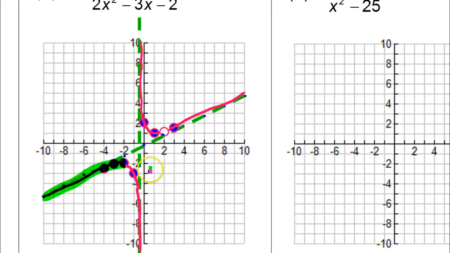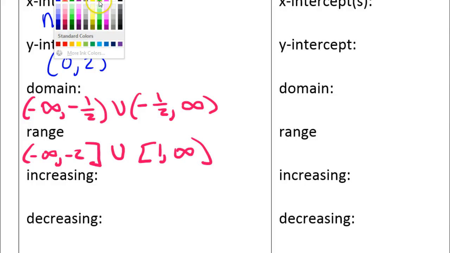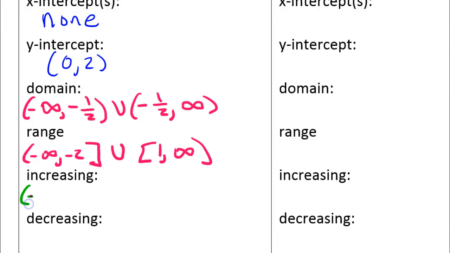But for these increasing and decreasing intervals, we're only recording the x values. We're saying from where to where is the graph increasing, over what x values are the y values increasing. So if I shadow this portion of the graph on the x-axis, it goes from here to here. That's -infinity to -2. So that is my first increasing interval, from -infinity to -2.